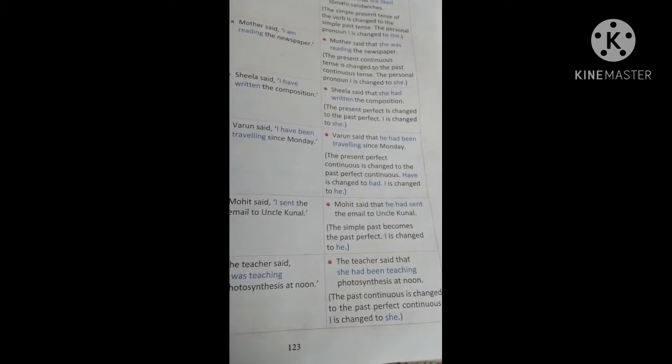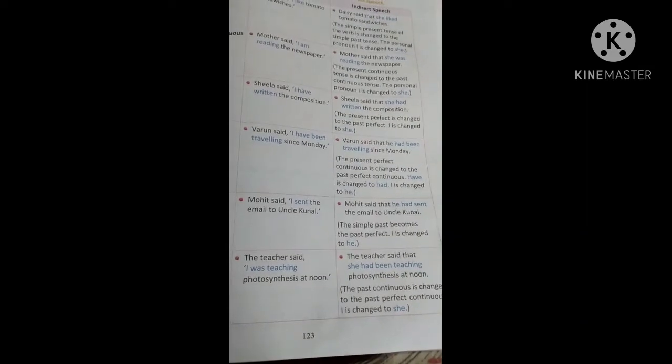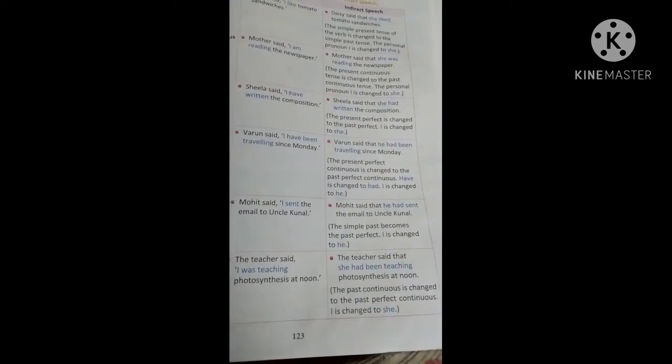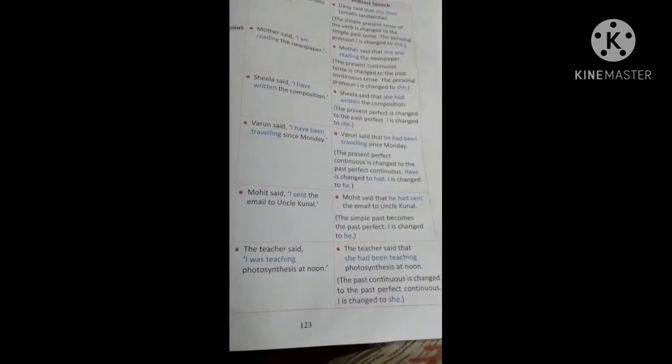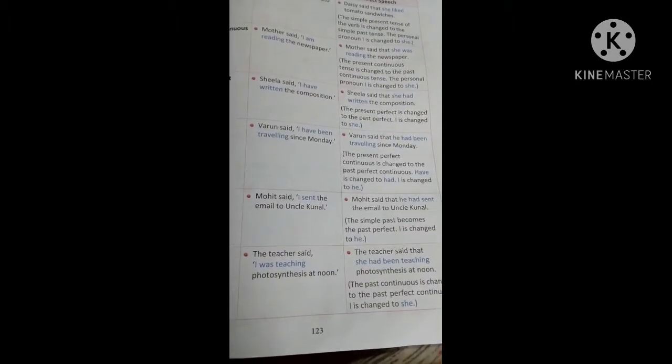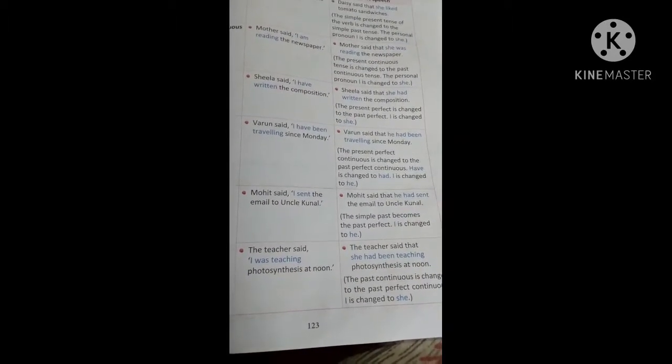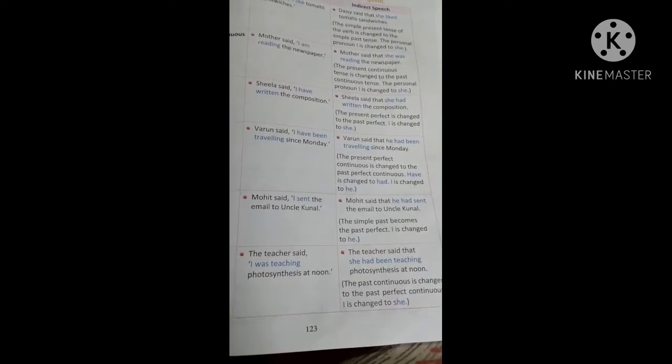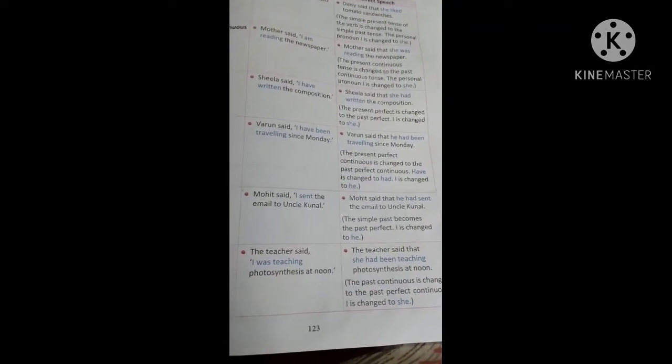If the reported speech is in simple past tense, like Mohit said, I sent the email to Uncle Kunal. Whenever the reported speech is in simple past tense, the tense will change to past perfect. Remember students, simple past will change to past perfect, and here again I will take the form of Mohit, it will become he. Now the sentence is changed to indirect speech, as Mohit said that he had sent the email to Uncle Kunal.